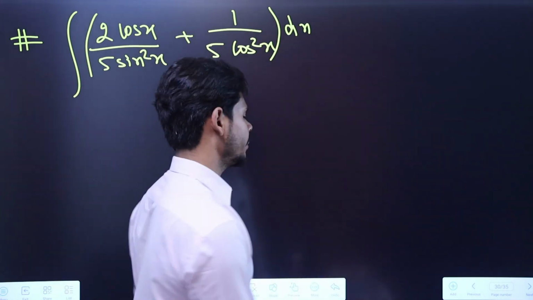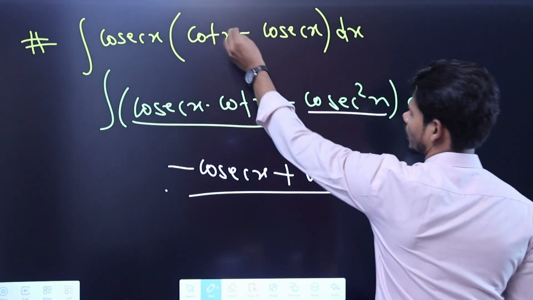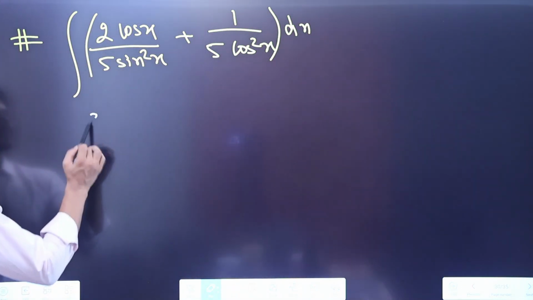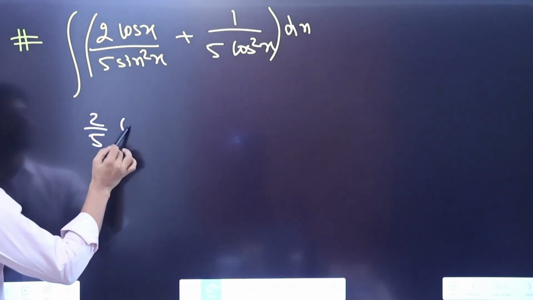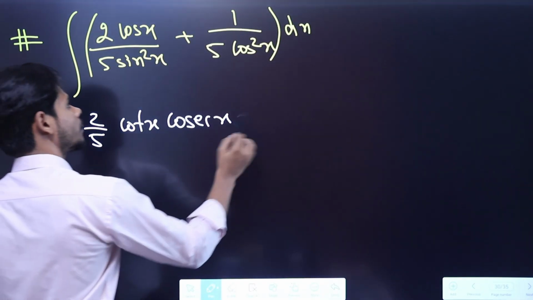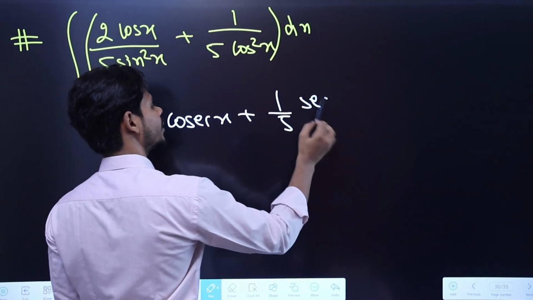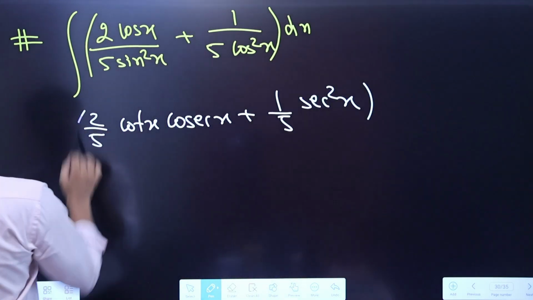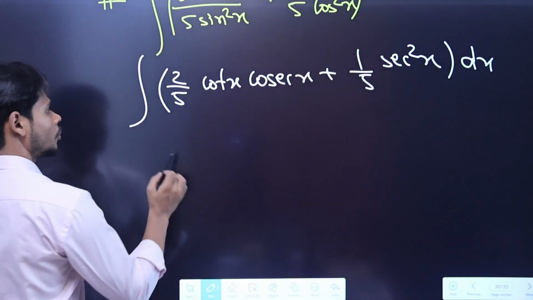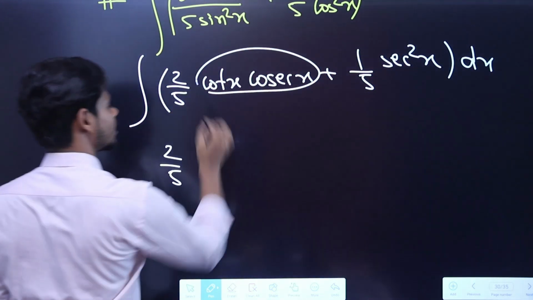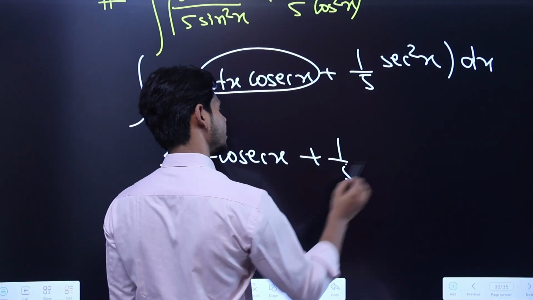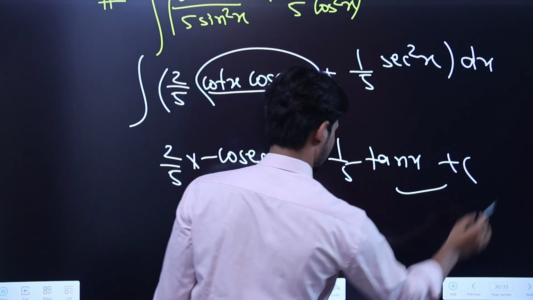Next, they may give you a question like this also. Next, 2 cos x by sin square x, 2 by 5 by the way. So 2 by 5 keep as it is, cos by sin is cot x, and one sin will make it cosec x in the numerator. Then plus 1 by 5 as it is, cos square x will make it sec square x. Now we can easily find the integral of this function, and it will give you 2 by 5 as it is. Then this is nothing but negative of cosecant x, and this is nothing but tan x. So this is your answer, plus c.